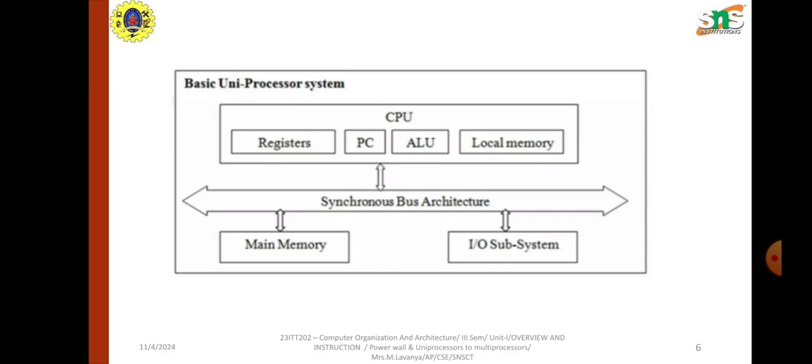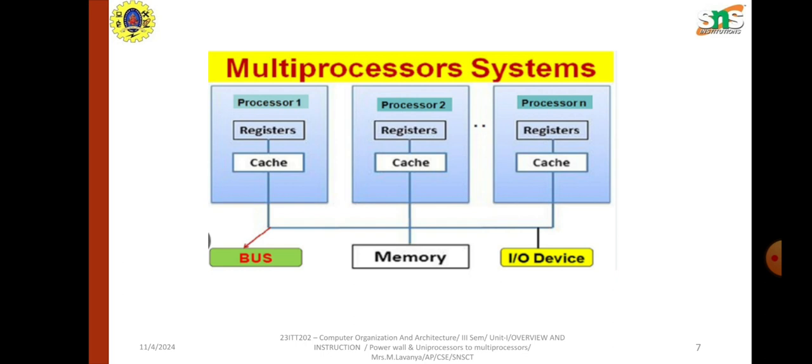And this is the uniprocessor architecture, which consists of a single CPU with a combination of registers, PCs, ALU, etc., which is connected to a bus through the main memory and IO devices. And this is the architecture of a multiprocessor system, which has processor 1, processor 2 and processor N. There are multiple processors present in the system, which are connected to the memory and IO devices with the help of a bus, and each processor has its own individual registers, caches, memories, ALUs, etc.